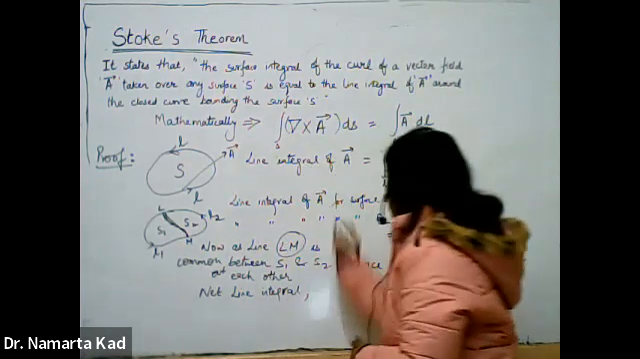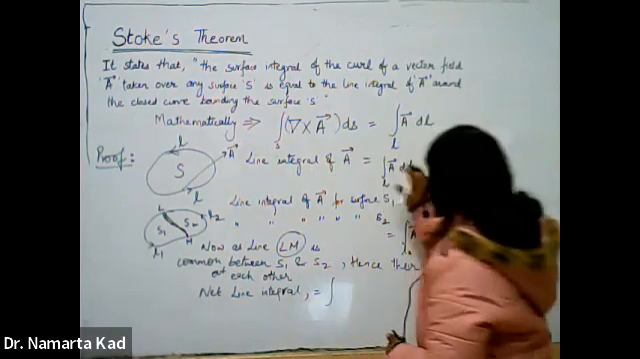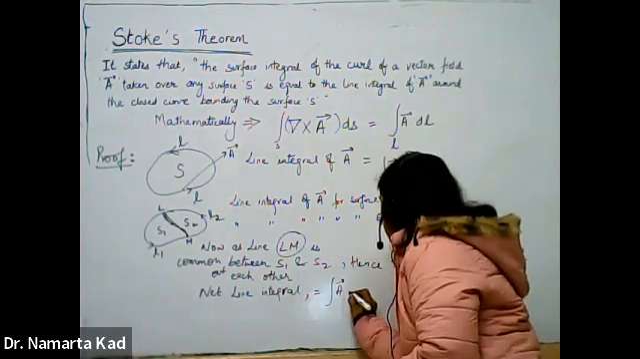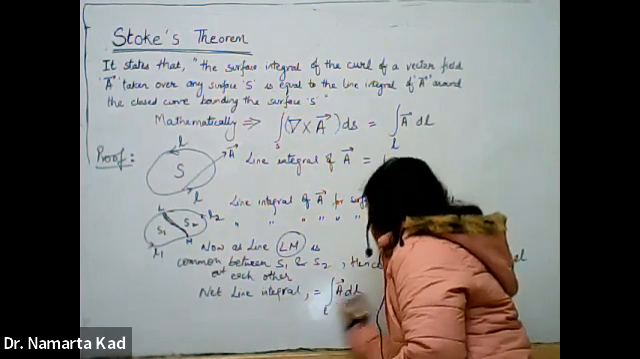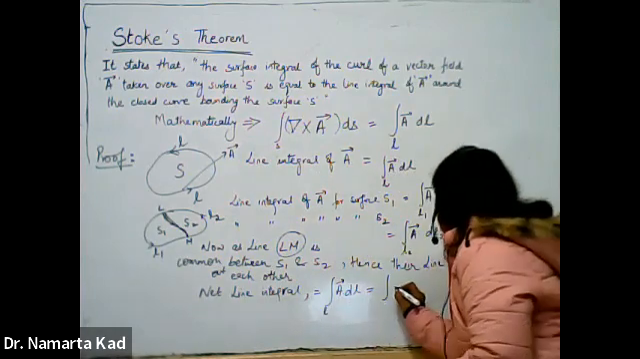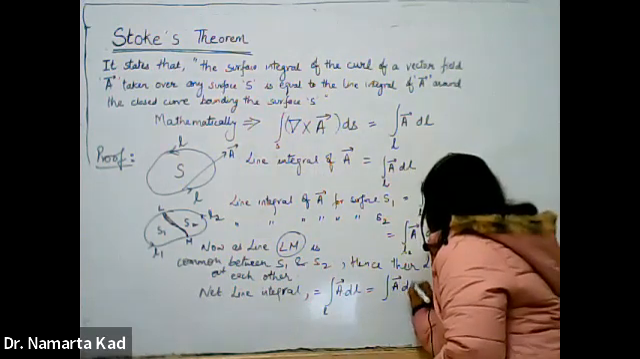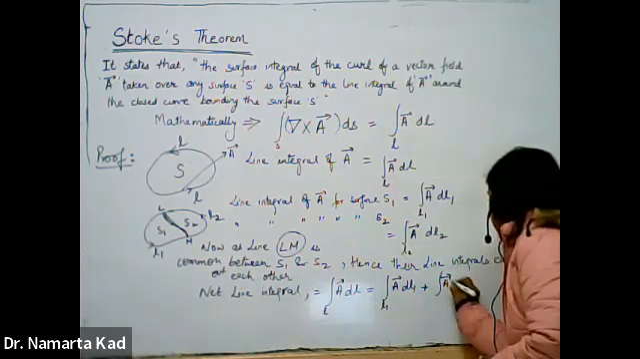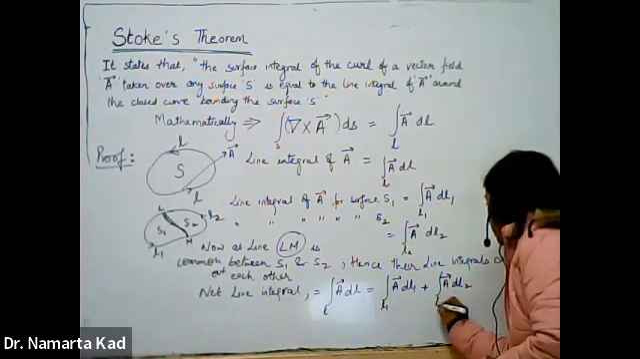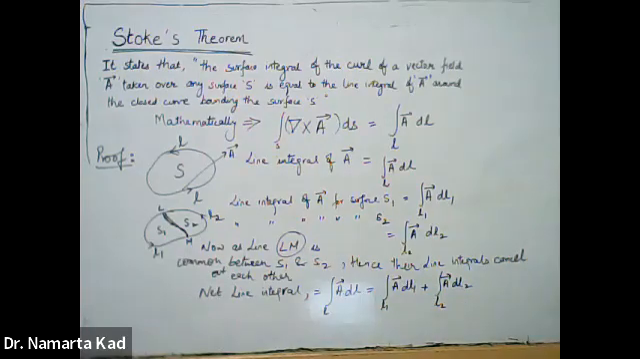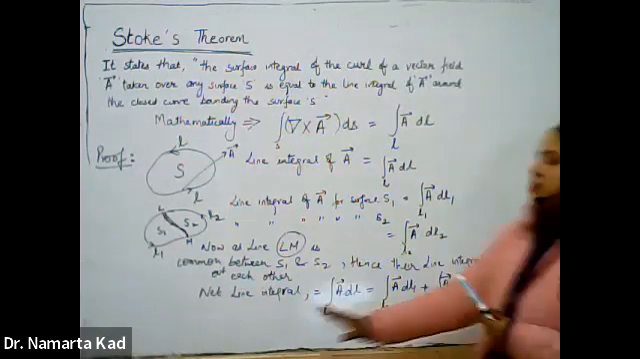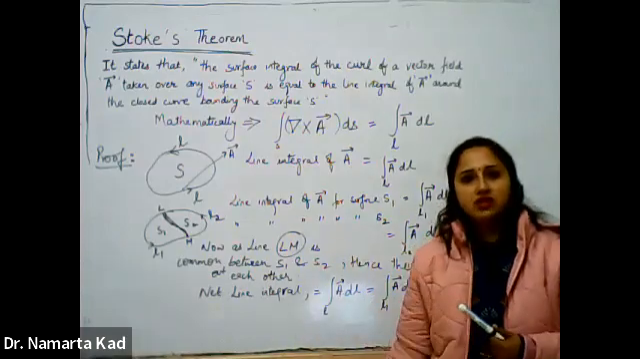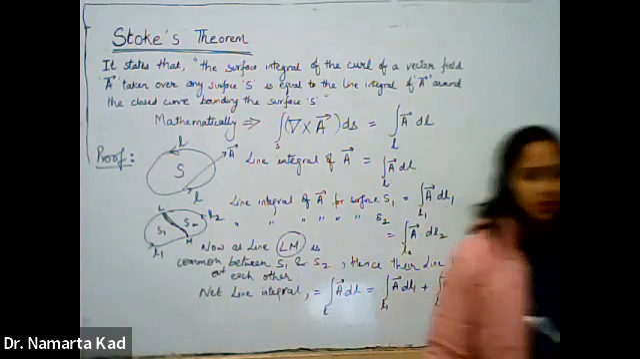comes out to be A dl, equal to A vector dl1, and here it is L1, plus A vector dl2, and here it is L2. Okay, so this is the net concept when the surface is divided into two parts. Now, what is the next step? Now we have to divide the surface into n number of parts.